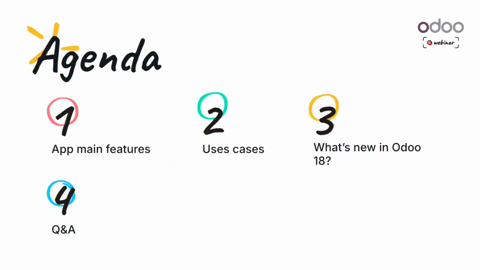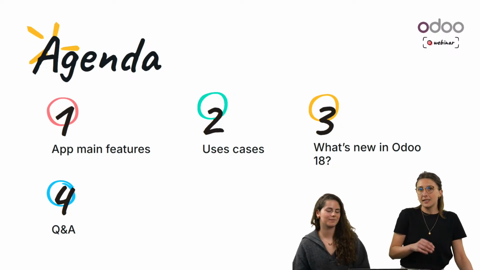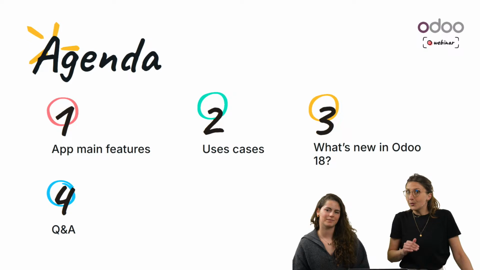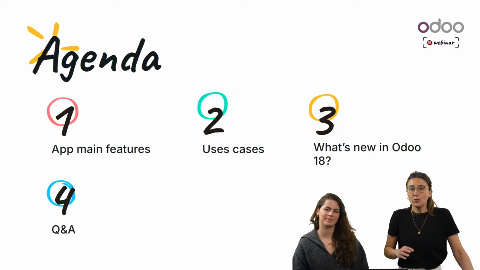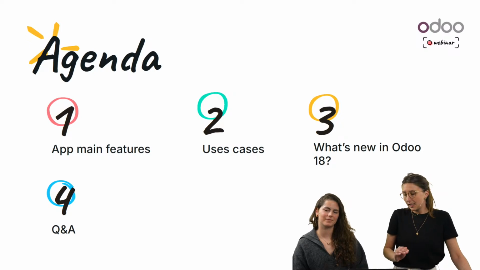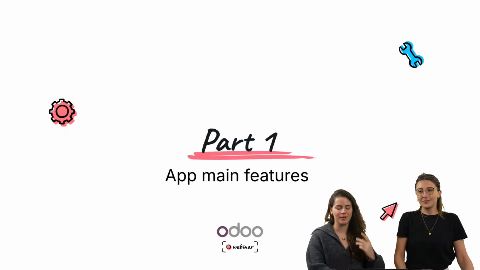So let's dig into the agenda of today's session. We'll first start with the main feature of each app, and Manon will tackle them. Then we'll dig into real live use cases. And then we'll tackle the new functionality in Odoo 18 for those different apps. And then we'll end this session with a Q&A. Okay, so let's start with the app main features.